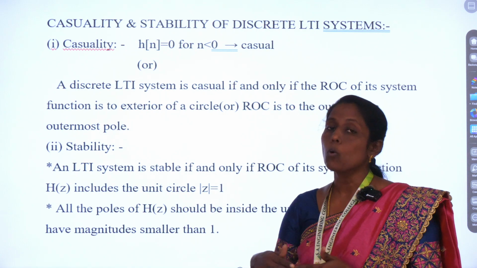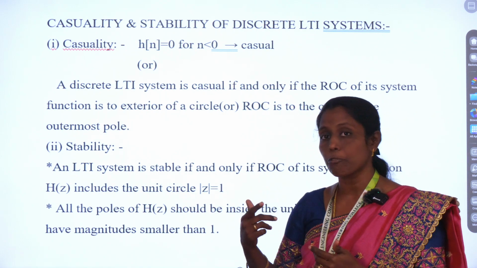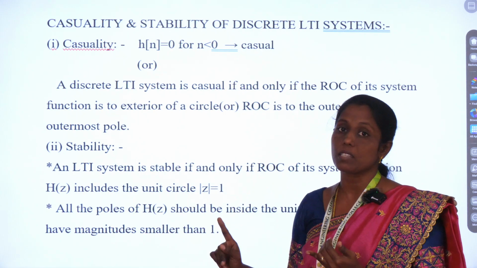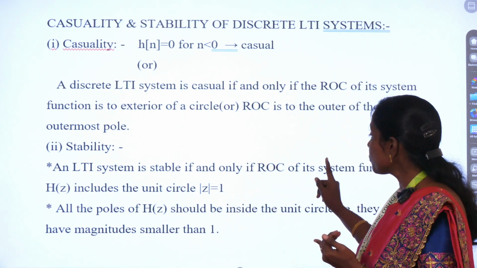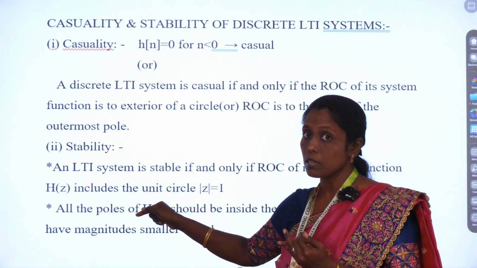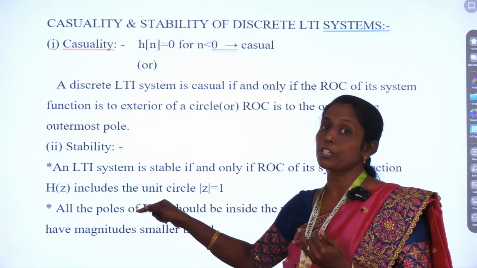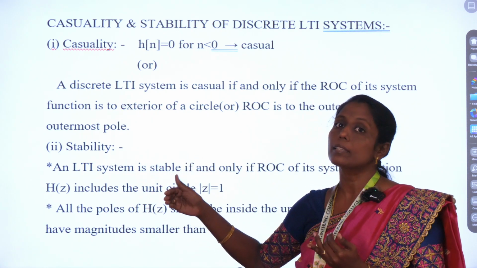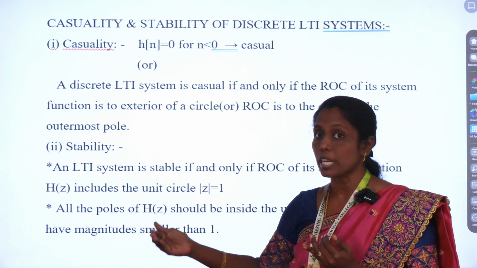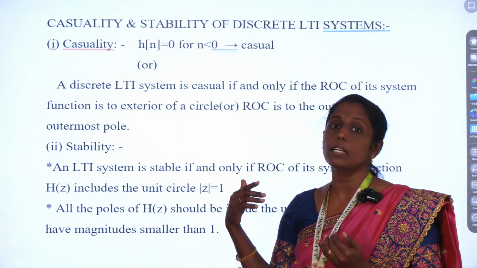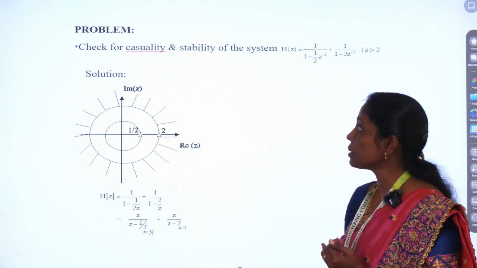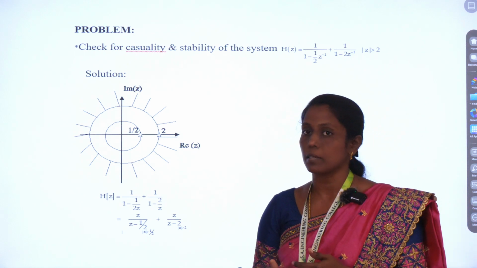So let us recollect the condition to be checked for stability. In order for the system to be stable, the ROC of the system should include the unit circle, and the poles of the system function should be smaller, that is, less than 1. So these are the conditions to check whether the system is stable or causal. Now let us solve some problems for causality and stability.